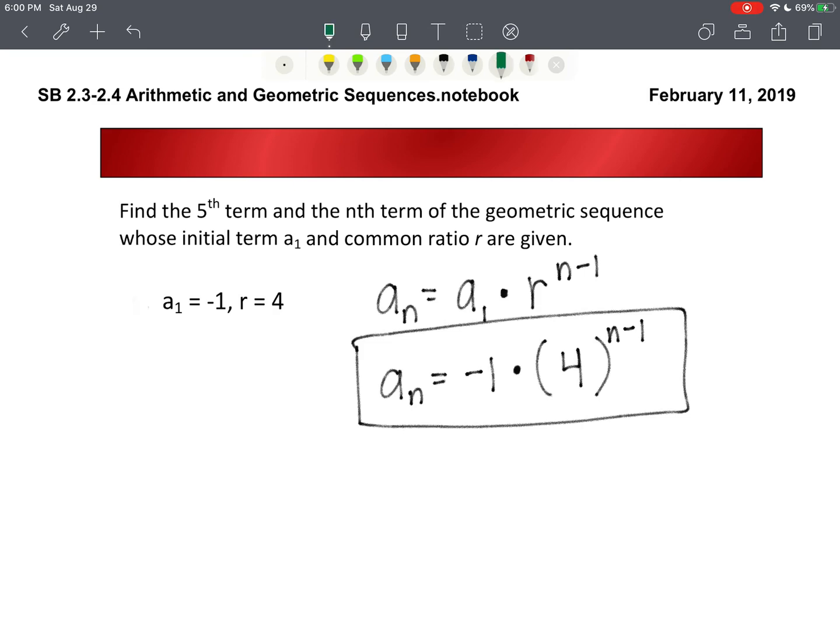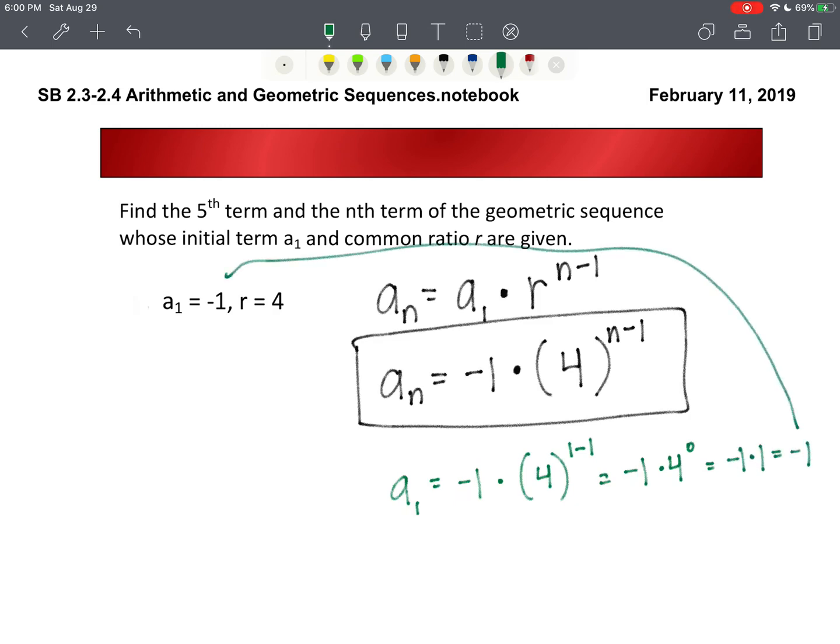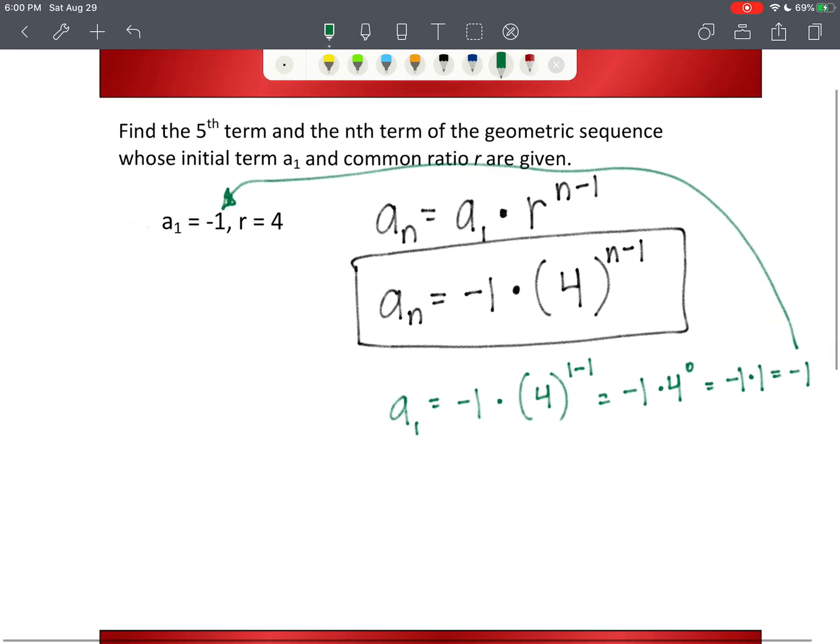Now if I put a 1 in, I'm just going to check my work. If I put a 1 in for n, I'm going to have the 0 power, negative 1 times 4 to the 0 power is negative 1 times 1, which is negative 1. And that gets me back to my first term. And that's how I know that my formula is correct.